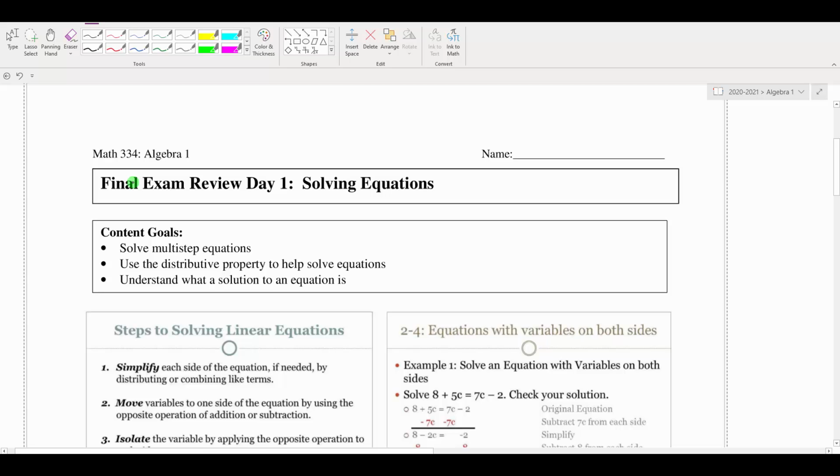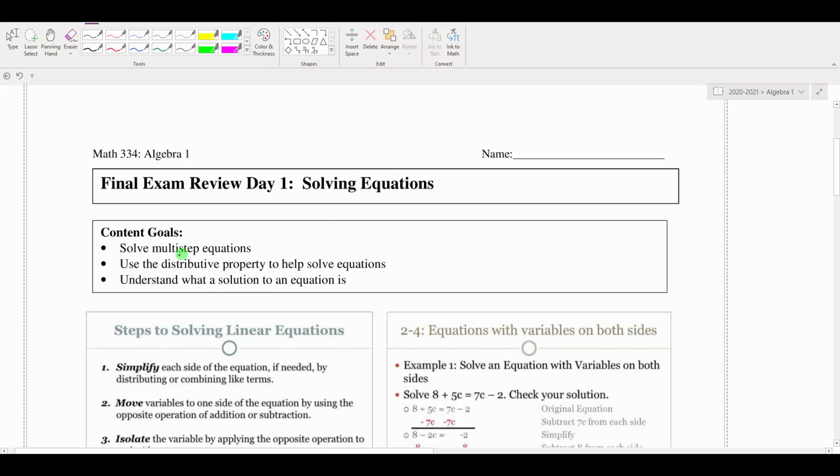So this is it. This is the end of the semester and we are getting ready for our final exam. We're going to see two standards on the final exam. We're going to see a standard covering solving equations, and then you're going to see a second standard covering solving inequalities. So this review focuses on solving equations.